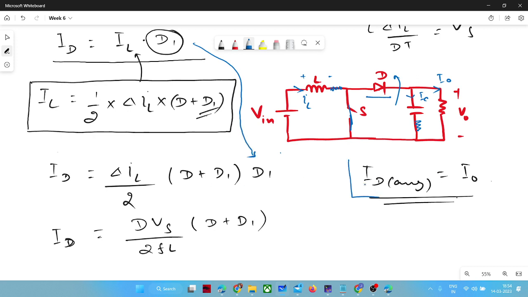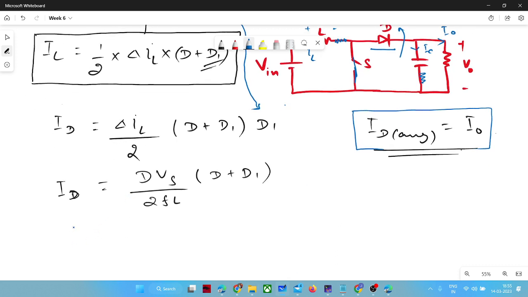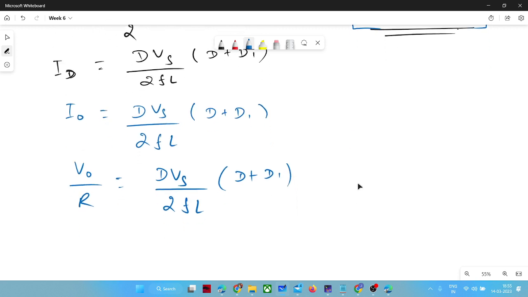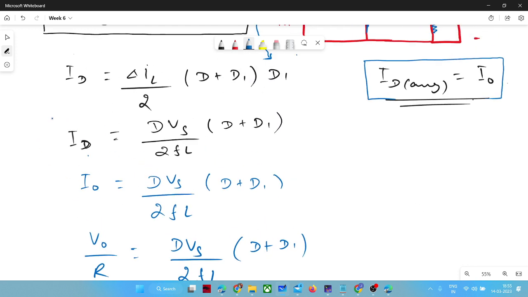So tell me, can I write like this? ID average is equal to I naught. Yes, sir. Okay. I naught itself can be written as V naught by R. V naught by R is equal to dVs by 2FL into D plus D1. Sir, how did I arrive at this equation, the one written on the screen, ID equal to dVs by 2FL, D plus D1?